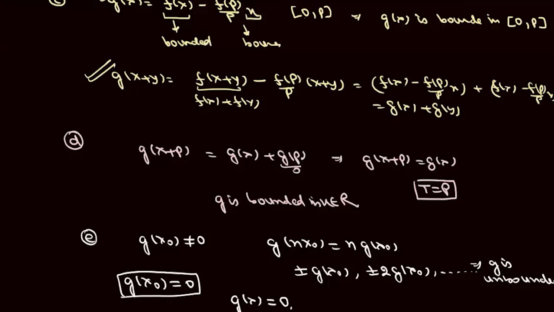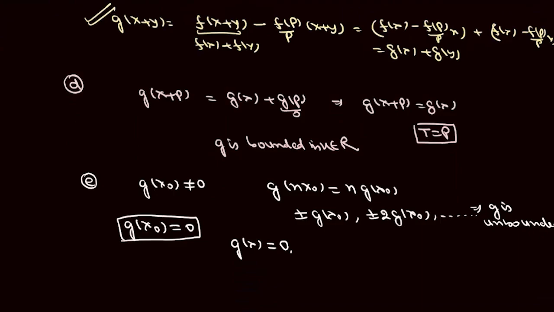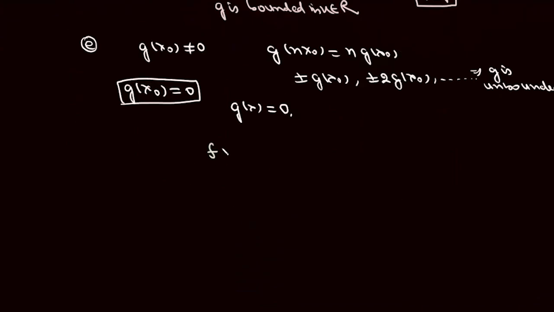And if g(x) is 0, we can write f(x) minus f(p)/p x equals 0, or f(x) is some a x, where a is f(p)/p. So this bounded below condition also gives us regularity in Cauchy's additive equation.